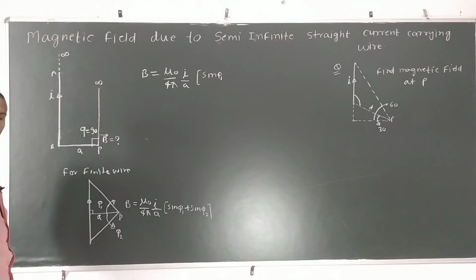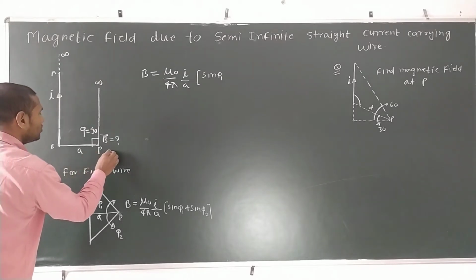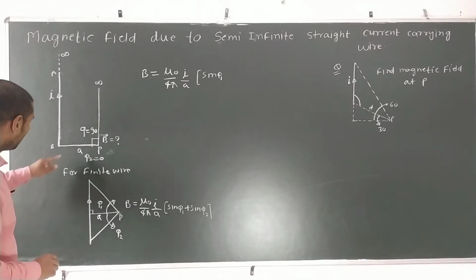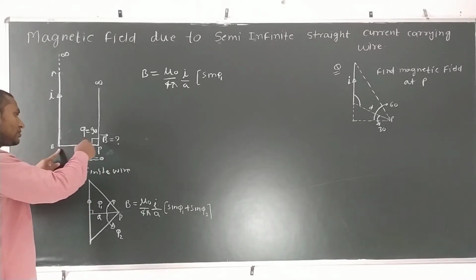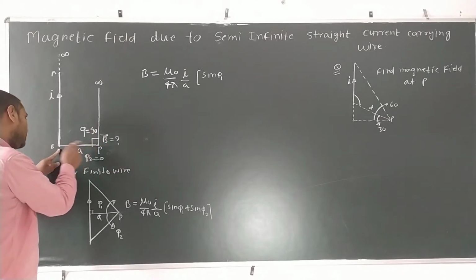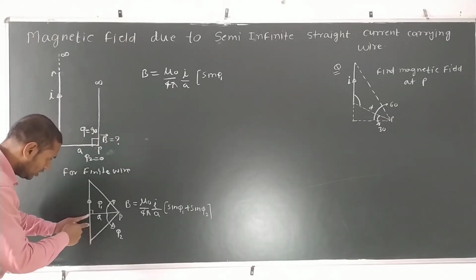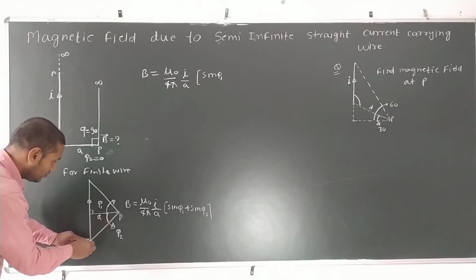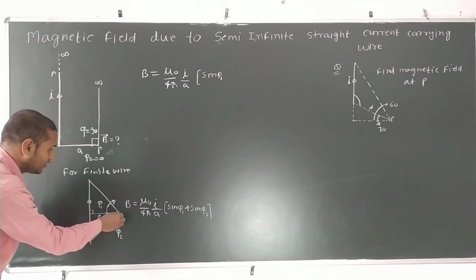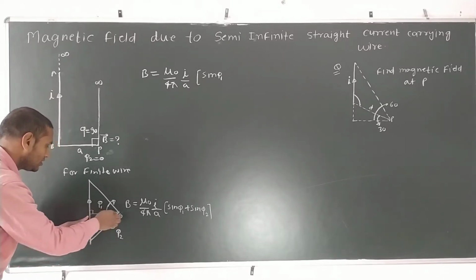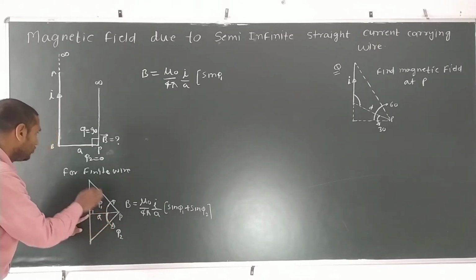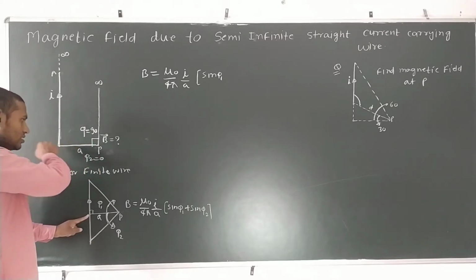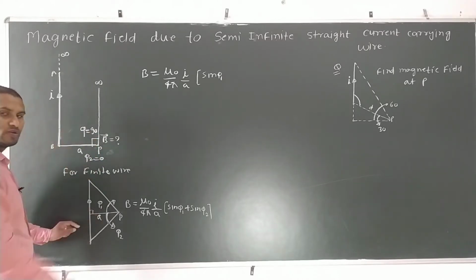So phi 1 becomes 90 degrees. And what is the value of phi 2? Phi 2 becomes 0. How is it possible that phi 2 becomes 0? Because phi 2 is the angle between the perpendicular distance and the line joining point P and end B. Both the perpendicular distance and the line joining are the same. So here phi 2 becomes 0.